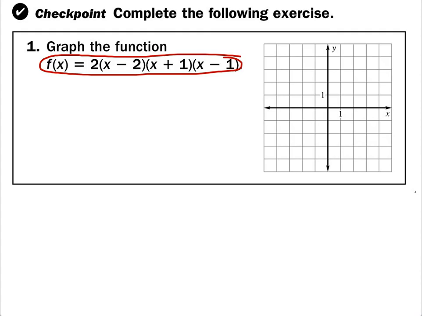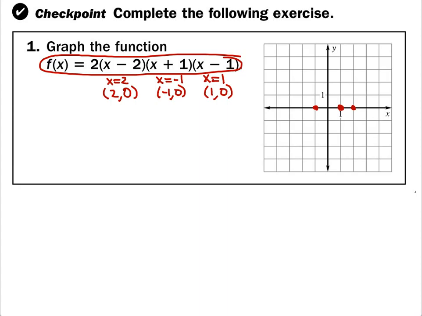Now, because it's in factored form, we already know the zeros are x equals 2, x equals -1, and x equals 1. And so that means that the x-intercepts are at (2, 0), (-1, 0), and (1, 0). There we go. So we can go ahead and graph those. We have (2, 0), (-1, 0), and (1, 0).